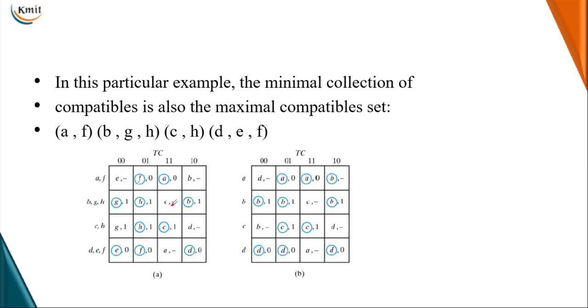Now let me replace those in the Karnaugh map with those possible ones: AF, BGH, CH, and DEF. Instead of F, let me take A, instead of GH, let me take B, instead of H we will replace with C, and instead of EF we are going to replace with D. Now all E's are replaced with D, all G's are replaced with B, all H's are replaced with C, like that. So if I draw the Karnaugh map table, we have the values like this.